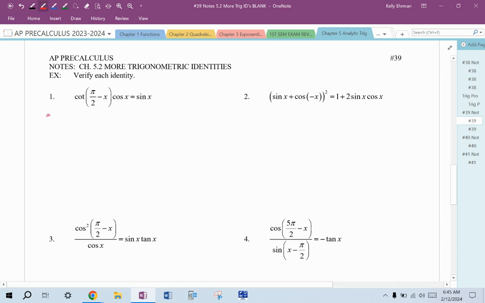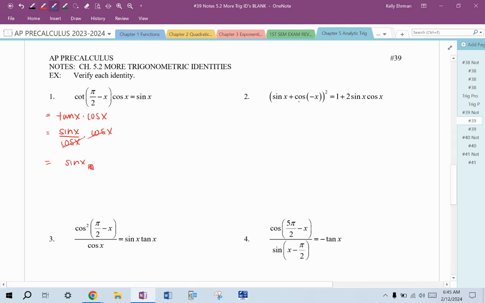We're going to start on the more complicated side. Cotangent of pi over 2 minus x, if you check your chart on the previous page, that's equal to tangent of x times cosine x. We're trying to get this equal to sine x. Anytime I see a tangent and a sine or a cosine, I rewrite tangent using quotient identities, sine over cosine. Those cosines are going to cancel, and I'm left with sine x.